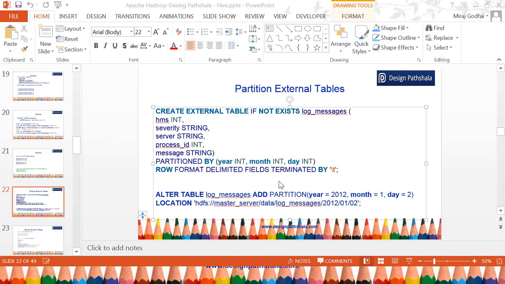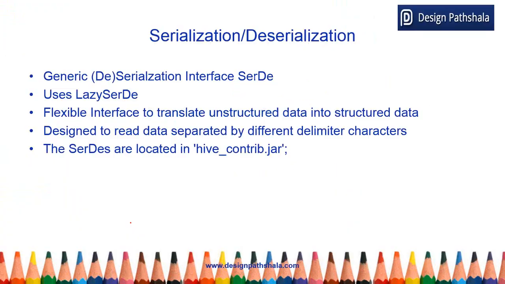Okay, I'm switching back to the PPT. I hope everyone can recall serialization and deserialization we were talking about in the MapReduce world. Serialization is the mechanism by which we can write the data into the file system and read the data. Serialization and deserialization, that is the same thing I'm talking about over here.